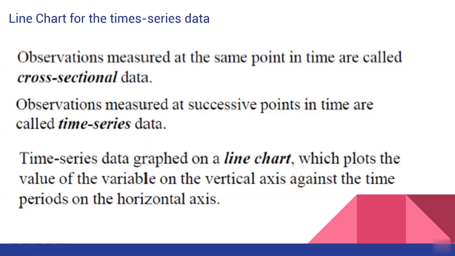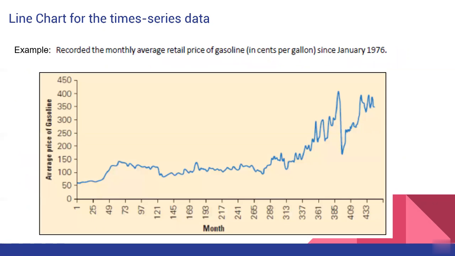Observations measured at the same point in time are called cross-sectional data. Observations measured at successive points in time are called time series data. Time series data are graphed on a line chart, which plots the value of the variable on the vertical axis against the time periods on the horizontal axis. I'll show you an example.